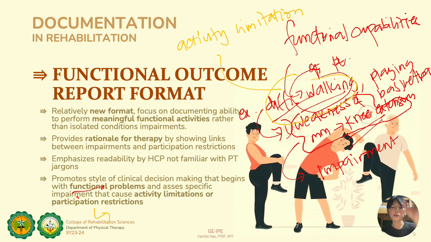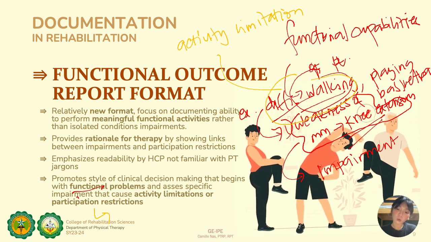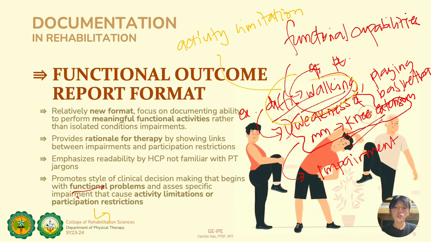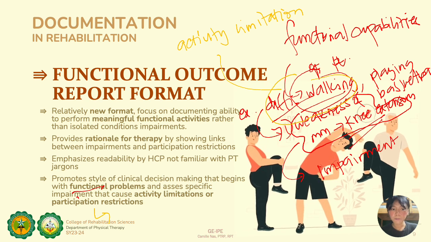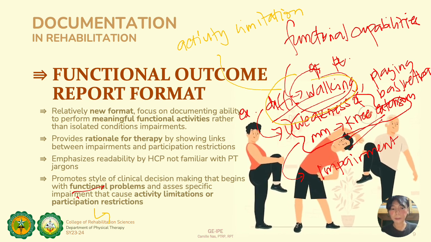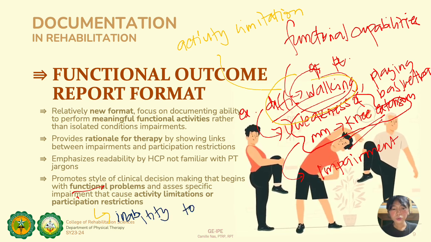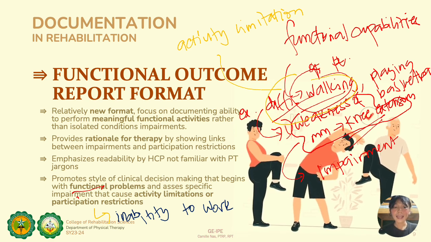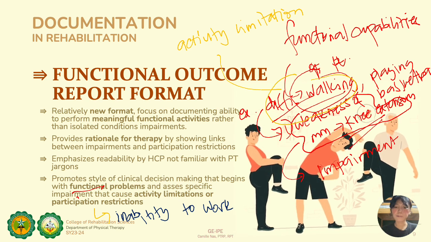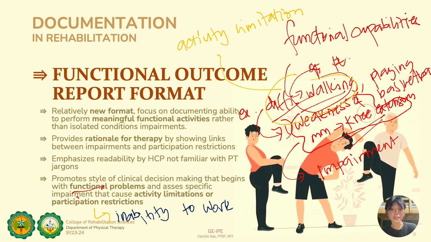So, kapag mahirap siyang maglakad, no? For example lang, sabi niya, I have difficulty with walking and because of that, I'm unable to go to work. So, going to work is a type of participation in society. So, the participation restriction for this patient is inability to work. Ayan yung participation restriction. So, again, activity limitation is difficulty walking. Impairment would be the weakness of the muscle extensors. And then participation restriction is inability to work. This is under your ICF model.